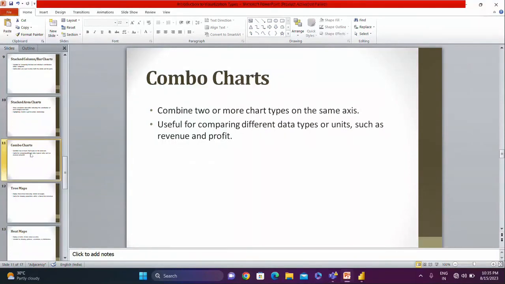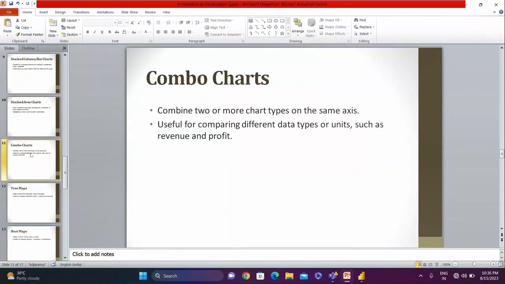So suppose I want to show two things at one place. I can represent one data with the help of line chart, and in the same chart I can represent my another data with the help of bar chart. So such kind of combinations is known as combo chart.